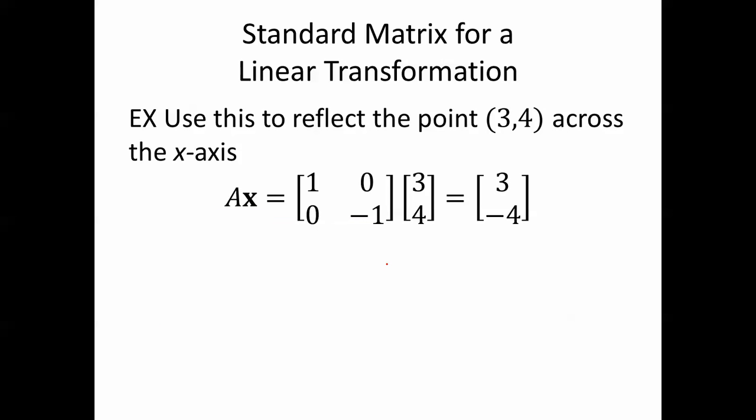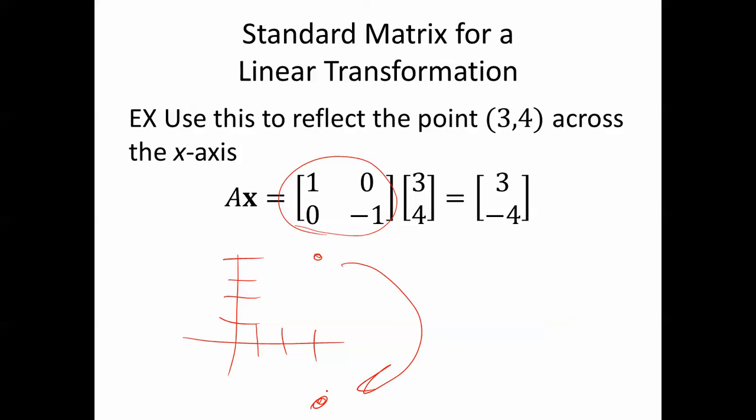Use this to reflect the point 3, 4 across the x-axis. One way you could reflect the point 3, 4 across the x-axis is to multiply by the matrix we just found, the standard matrix for this linear transformation. When you multiply this, you end up with 3, negative 4. Let's see if that's the case. Here was 3, 4. And when you reflect it across the x-axis, you do indeed end up with 3, negative 4.